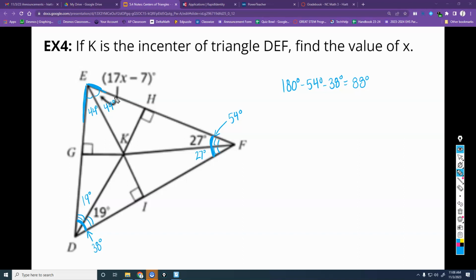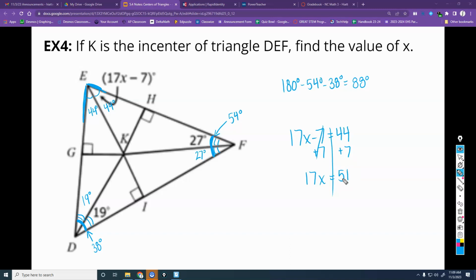So if I am trying to find x, I know that 17x minus 7 has to equal 44. And so this should be a pretty basic equation for you to solve once you get to this point. Alex, how would we solve that? To get that x by itself, what would we do first? Nope. Add that 7 there. So I'll have 17x equals 51.